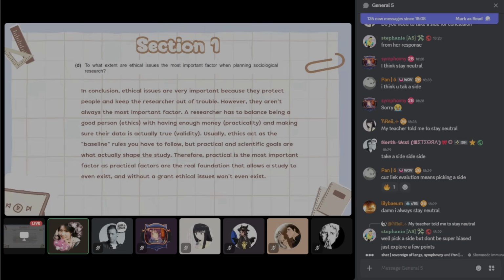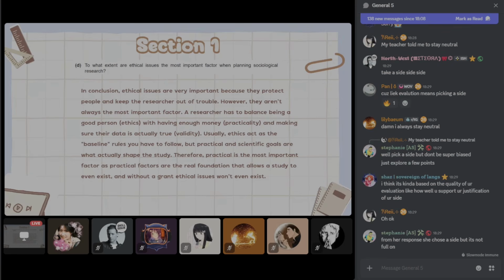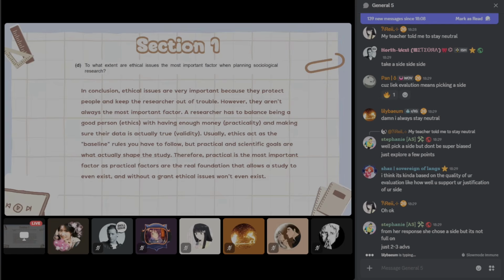And just like what I did here, I said ethical issues are very important because of their advantages. But what makes them not important is their disadvantages. And of course, when you're disagreeing with the question, you need to give an alternative, which in this case, practical is my alternative factor.